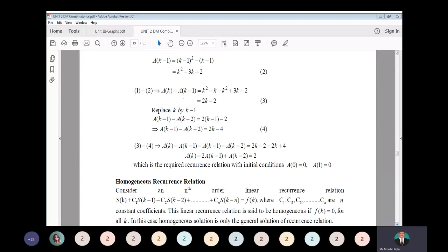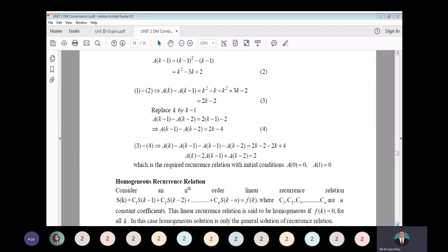Replace k by k minus 1, you will get a of k minus 1 minus a of k minus 2 is equal to 2 of (k minus 1) minus 2. That is a of k minus 1 minus a of k minus 2 equal to 2k minus 4. That is the fourth equation.